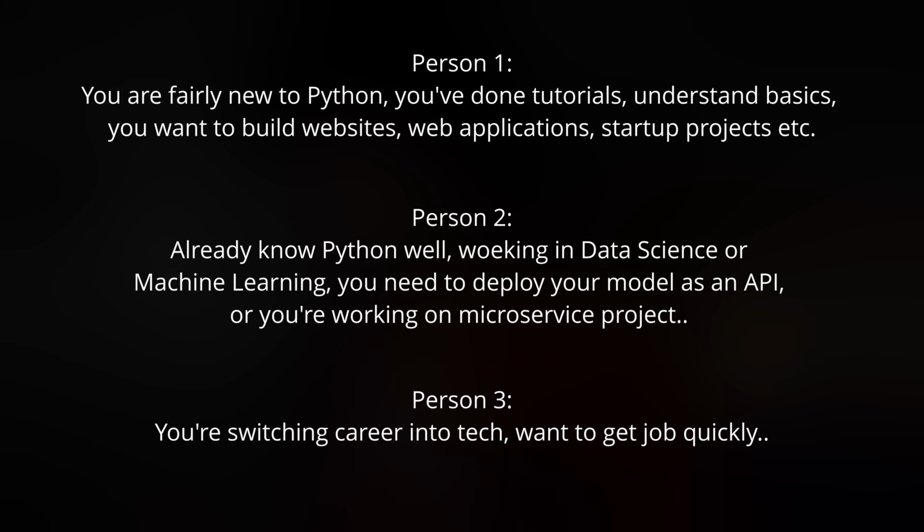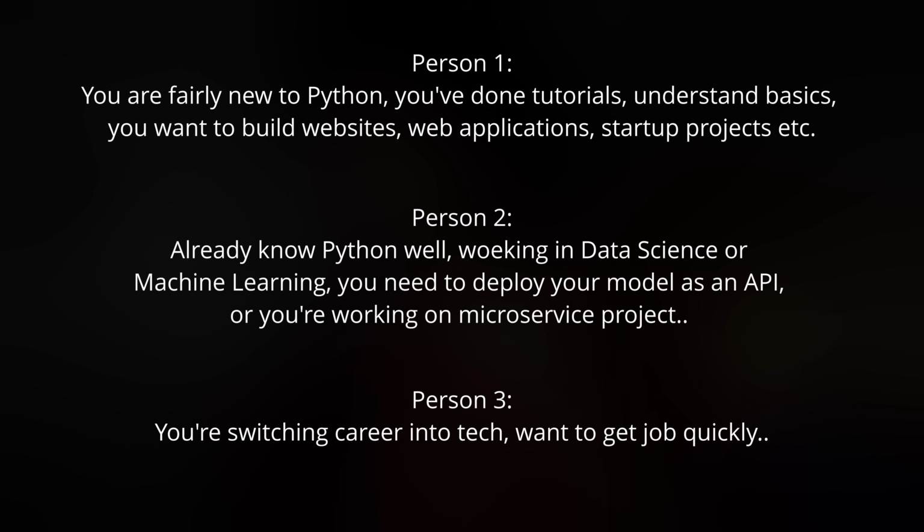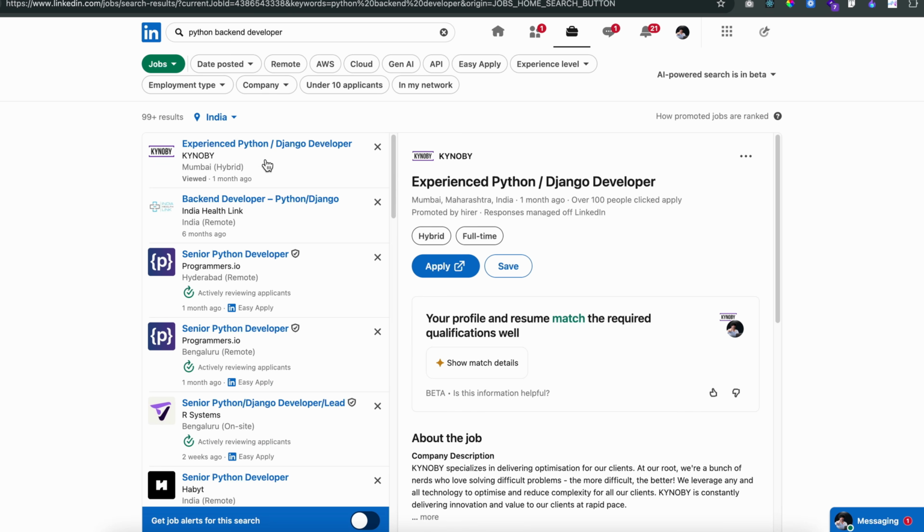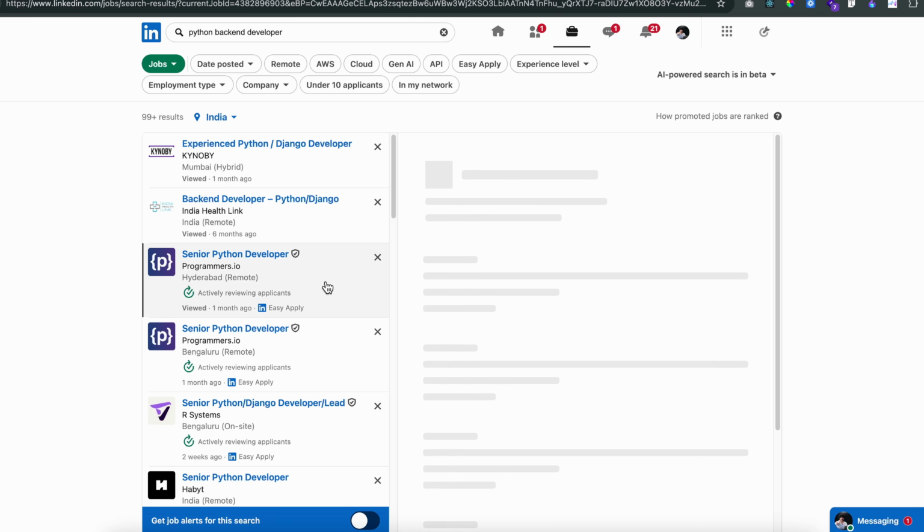Now person three, let's say you're switching careers into tech. You want to get a job as a backend developer within the next 3 to 6 months. So you need a skill that employers are actually hiring for right now. Again, if that sounds like you, Django is your answer. You can go and search Python backend developer on LinkedIn or Indeed right now. You will see Django and Django REST framework in the majority of those job descriptions. So honestly, most of my viewers fall into the person one and person three category. So Django is the clear starting point for them.